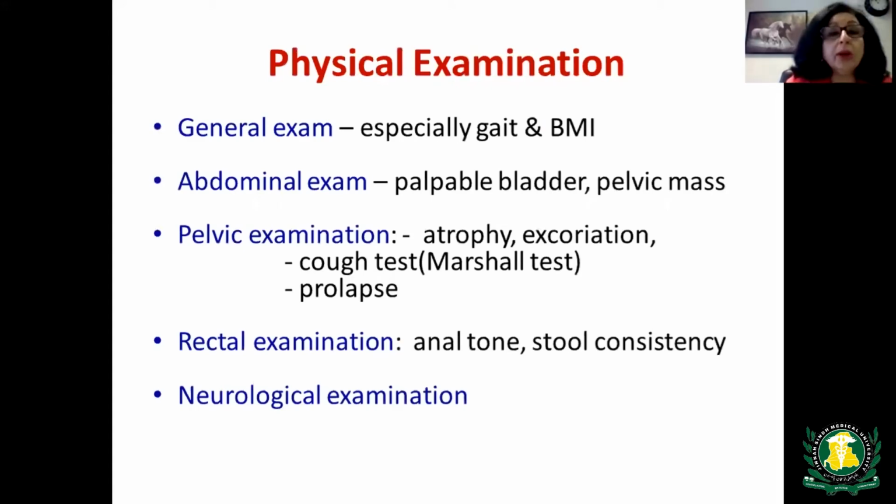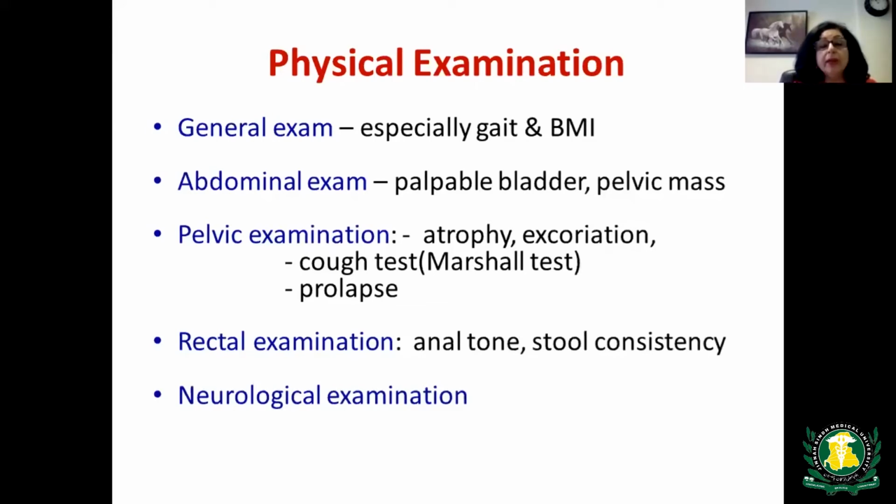So when you are examining a woman, it's a no-brainer, the most important thing is the general physical examination, which includes a woman's BMI or how she walks. Because if you notice that there is a limp or there is discomfort, that will give you a lot of hint about what the problem could be.